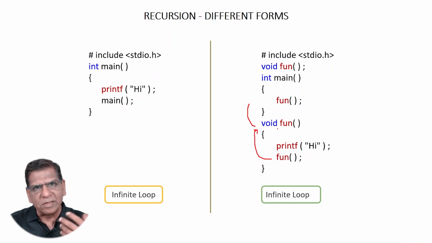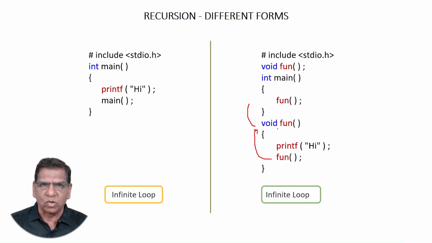So if main calls itself, it's an infinite loop. If fun calls itself, that's also an infinite loop. In fact, anytime a function calls itself, that function is known as a recursive function, and the process of calling itself is known as recursion. One of the very important techniques that you learn in programming.